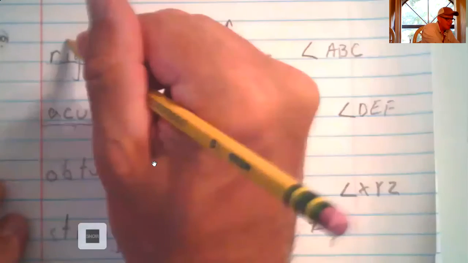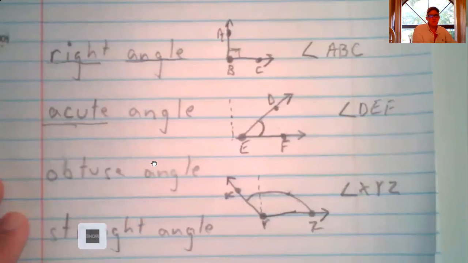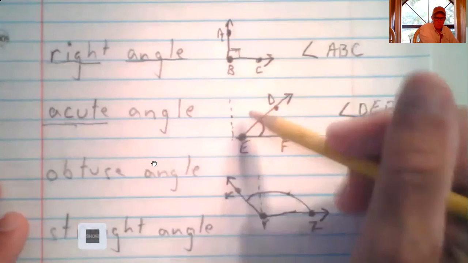Let me put it down up here. I know it's bothering some of you guys. There we go. Okay, so that is the difference between an acute angle and an obtuse angle. Look at this and compare it to our right angles.